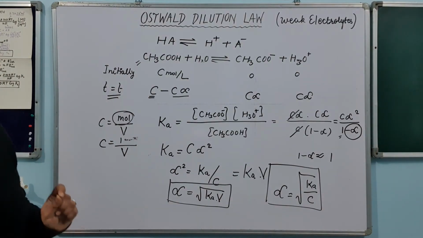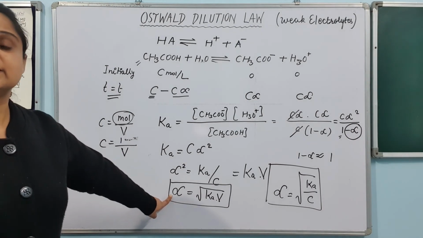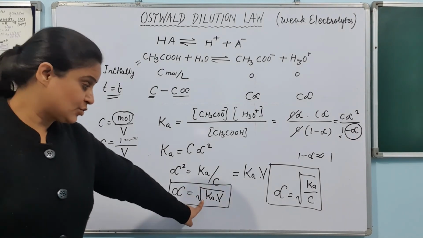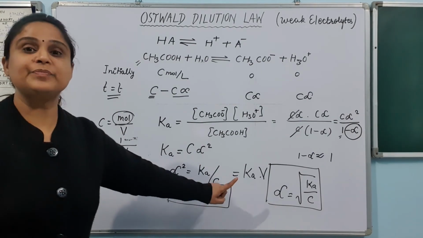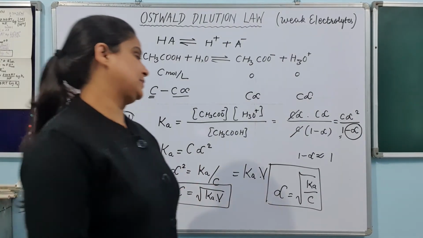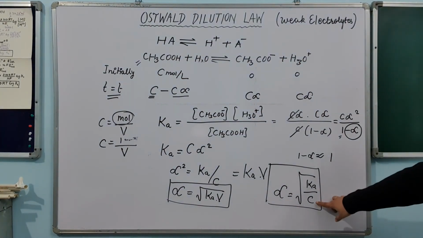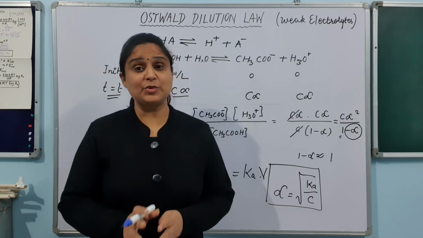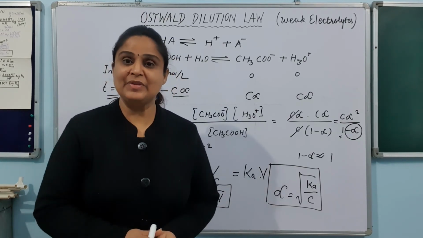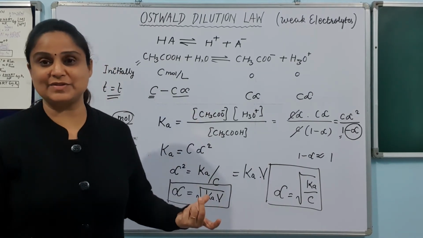Both ways you can write down the Oswald dilution law. Oswald dilution law says that the degree of dissociation of a weak electrolyte is directly proportional to the square root of the volume which is containing 1 mole of electrolyte, or it can also be represented as the degree of dissociation is inversely proportional to the square root of the concentration of the electrolyte. I hope now you are clear what Oswald dilution law is, what degree of dissociation is, and how we are going to apply the degree of dissociation.